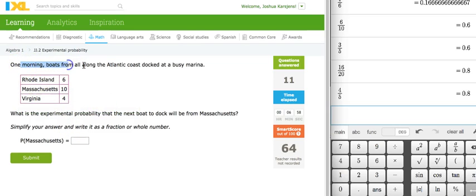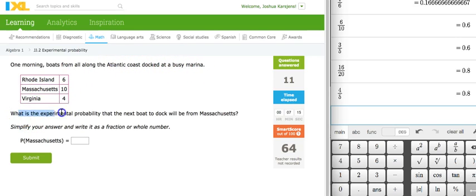Here we go. One morning, boats from all along the Atlantic coast. I'm kind of going over my minutes here. I'm at about 6 minutes, but I'll do this last one here, and then we'll call it quits. This was kind of a fun one with all the story problems. One morning, boats from all along the Atlantic coast docked at a busy marina.